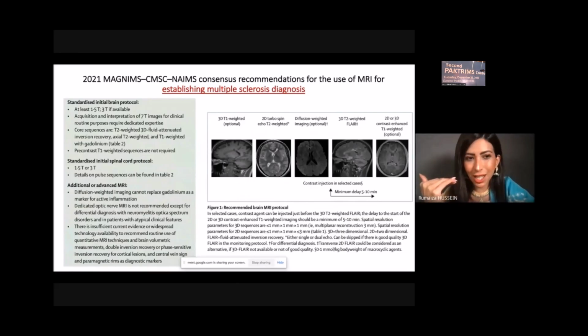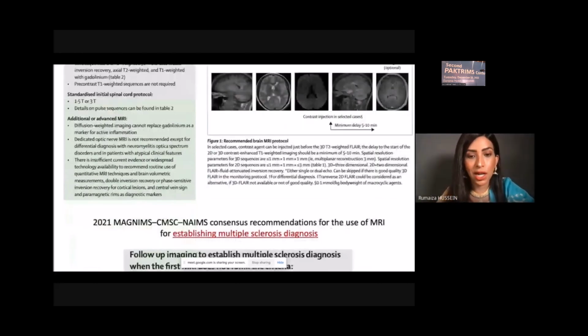Their standardized initial brain protocol is that at least 1.5 to 3 Tesla should be available, and the acquisition and interpretation for routine clinical purposes require dedicated expertise. The core sequences are T2-weighted images and the T2 FLAIR image, plus the axial T2 and the T1-weighted with gadolinium. Those are the fundamental sequences that we need to standardize all over. And I always say the MS neurologist and the MS radiologist should have the same language when they are working together.